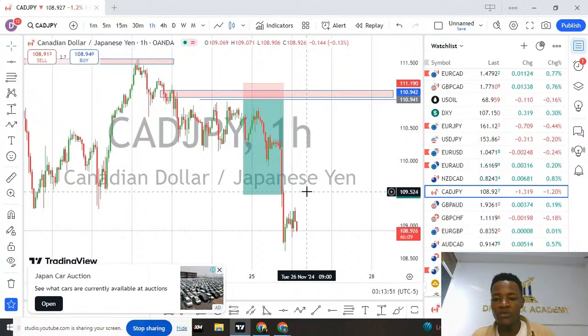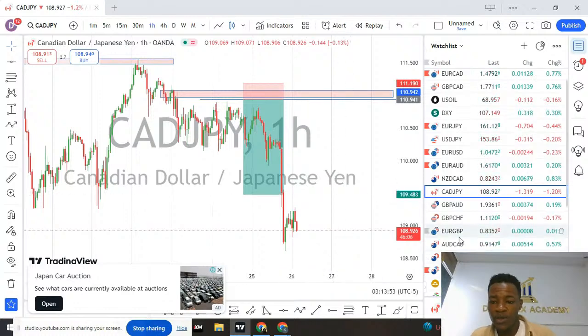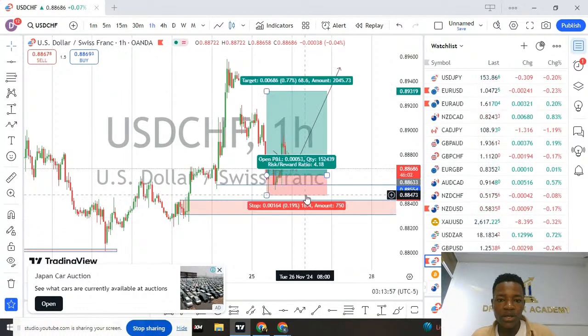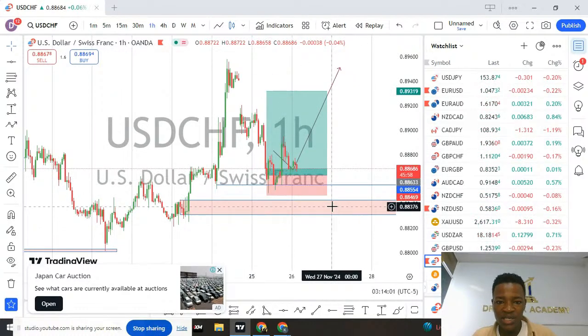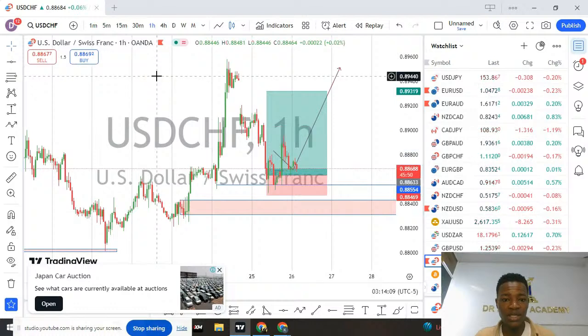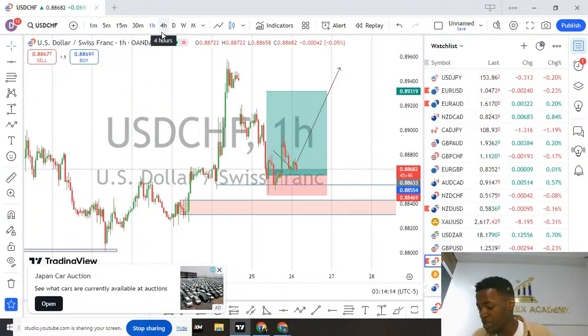Another pair we were looking for was USDCHF. The pair is still running from our order block area, but now the market has just moved. How many pips above? Just 28 pips up, but still running because I'm very bullish on USDCAD. Let's go back, we'll come back again to analyze them. If you're on these pairs, we are going to analyze them.